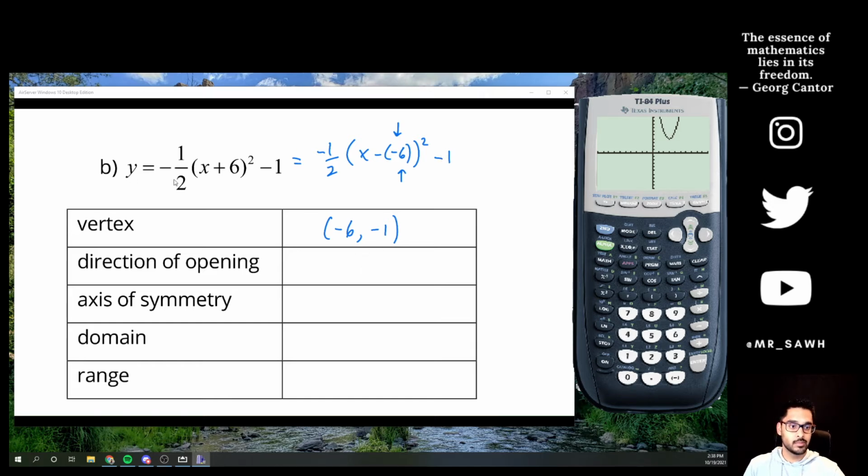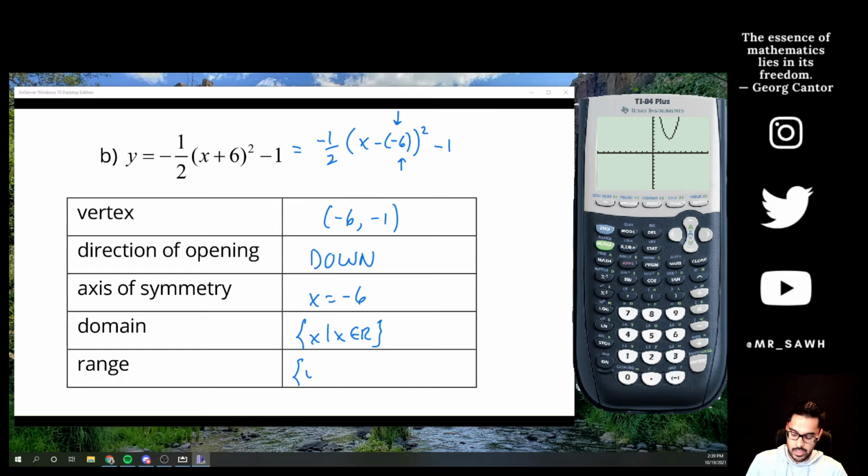Direction of opening comes from the sign in the front. This one opens down this time because it's a negative. Axis of symmetry, always from the x coordinate of your vertex, so x is equal to minus 6. Domain again is still any real number.